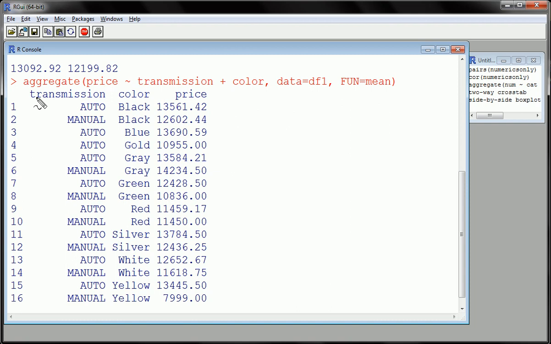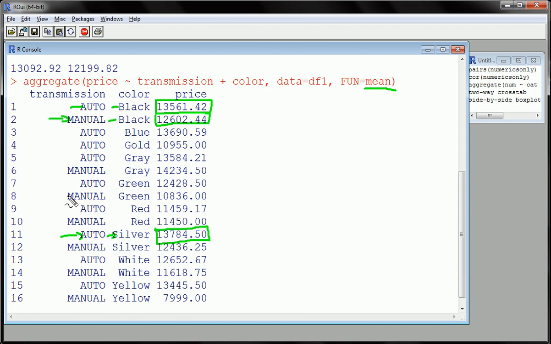So we go transmission auto, color black, average price $13,561. Transmission manual, color black, average price a little lower, and so on and so on. Let's just jump: transmission automatic, color silver, the average price of those cars was $13,784. Interesting, we can slice up the data. We can get conditional statistics, in this case the mean, because that's what I asked for, at levels of multiple categorical variables. So I can say I want to know the average price of a manual car that's blue.